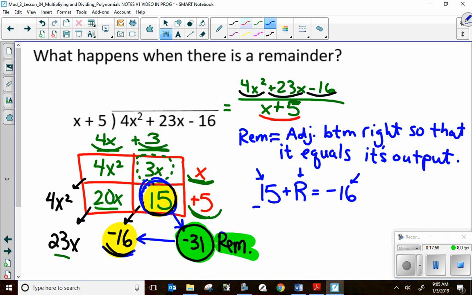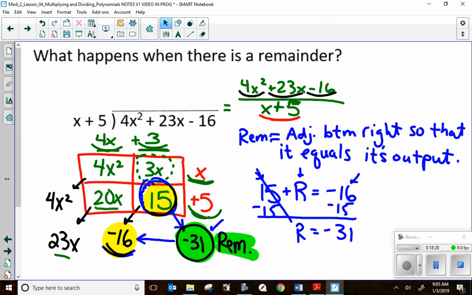So how would I solve for R? Wouldn't I just subtract 15? So my remainder is negative 31. And that's your adjustment. But I like to put it there visually. That way I understand how I got negative 31. That's what I had to combine with 15 to make negative 16. Okay? If you need to re-listen to that, rewind it, hear me explain it again, that's fine.